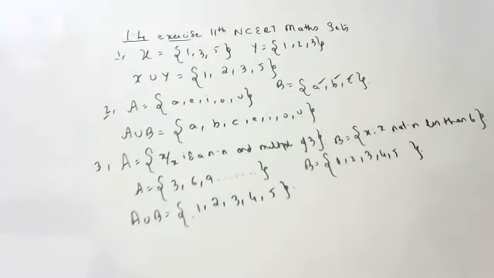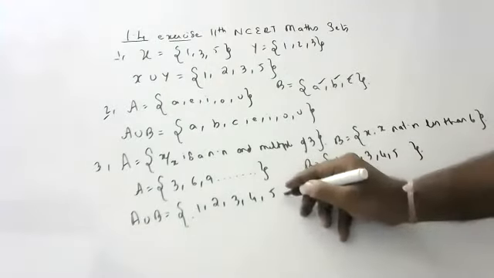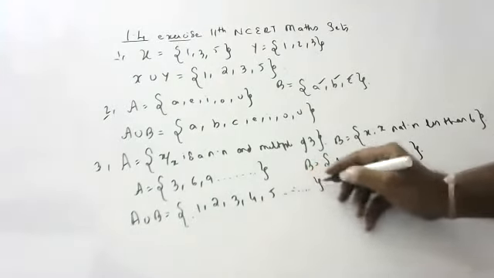Sir, actually, what happens? A union B will be so on, right? Yes, it will be so on, because in A union B, all the multiples of 3 will come, children. Okay.